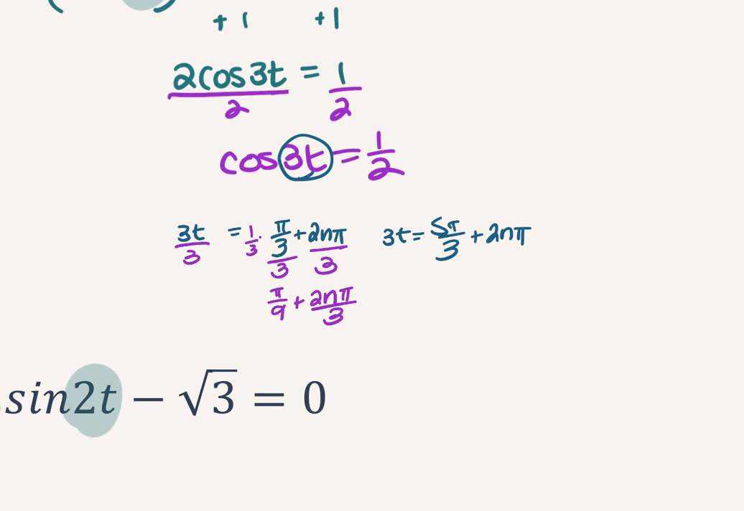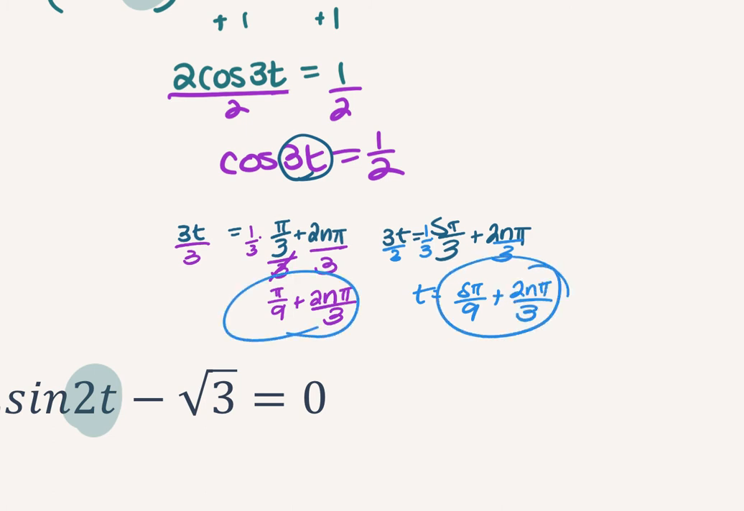Wait, so we have to multiply by 1/3? Well, dividing by 3 is the same as multiplying by 1/3. So this is the same as that. But you have to change both the angle and the interval. So then on the other side, I divide by 3 or multiply by 1/3 here, and I get t is equal to 5 pi over 9 plus 2n pi over 3. So those two angles are the answers.